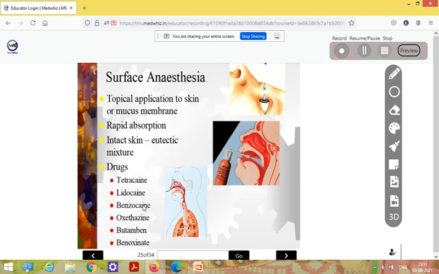So the other things like benzocaine, butamben, and many other things, they're going to anesthetize the oral cavity for intubation, laryngoscopy, and many other things. You're going to be using them.